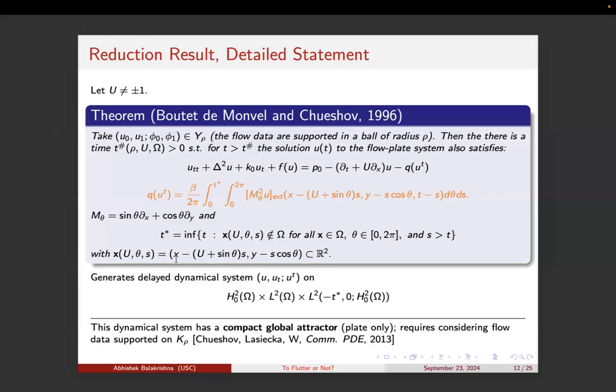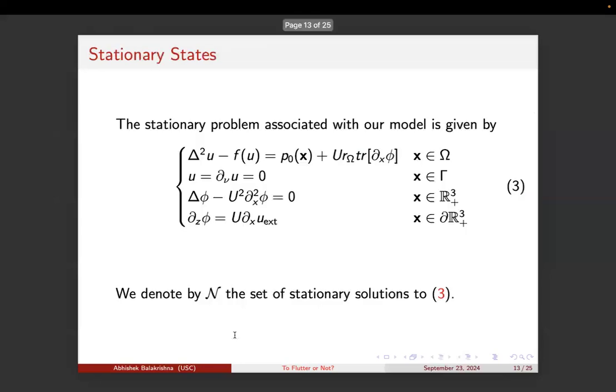And it turns out that this system has a compact global attractor. Moving forward, the idea would be that there's some stability that I'm seeing in the plate. Can I transfer that stability to the flow, using the connection between the flow and the plate? And that's where I'll run into issues. But before that, I'll just mention, like I promised, what stationary solutions for the problem are: they solve the exact same equation with time derivatives being equal to 0. And we represent the set of stationary solutions by N.